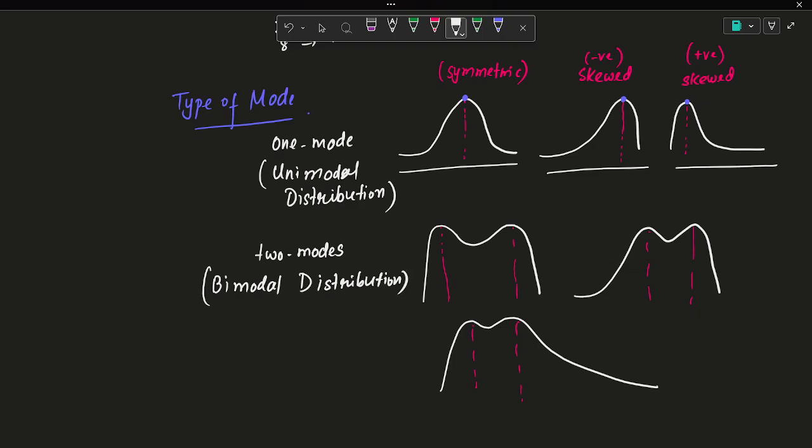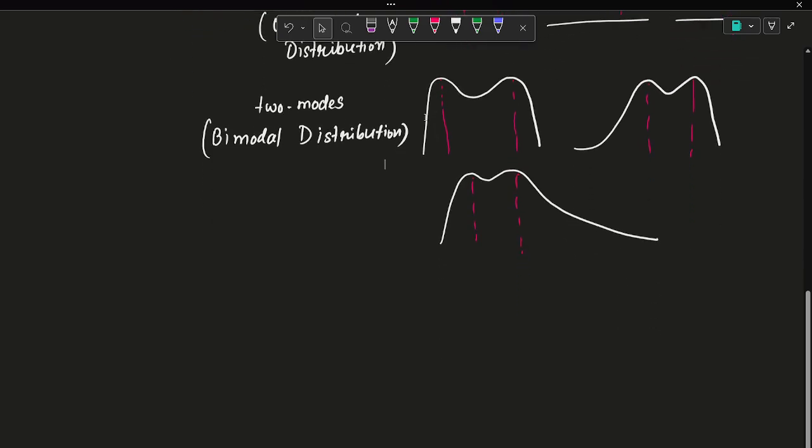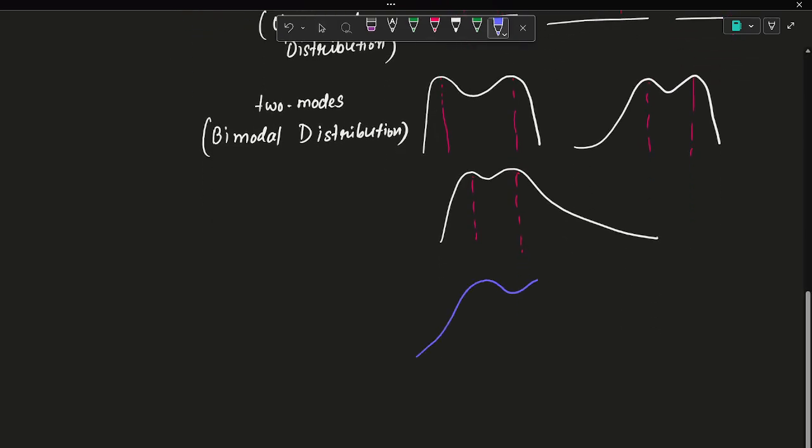This is what is called bimodal distribution or bimodal data set. Now for multimodal, let's suppose we have multiple modes, meaning the data may look like this. So this is what is called multimodal distribution, meaning multiple maximum values can also be possible.